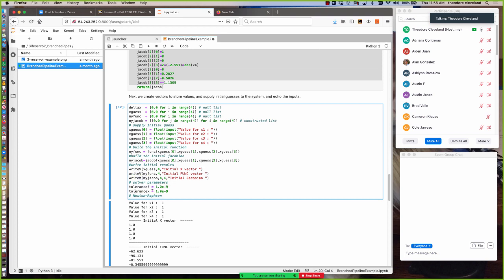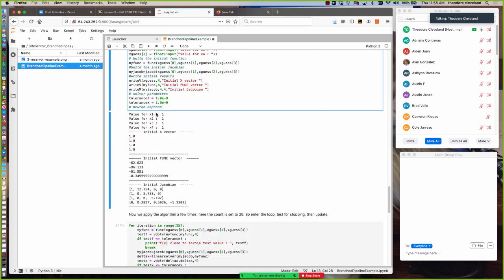we set up our solver tolerances. So this is when we're going to stop. Remember, we're trying to drive the function value to zero. So we're going to declare that 1 times 10 to the minus 9th is close enough to zero for stopping.